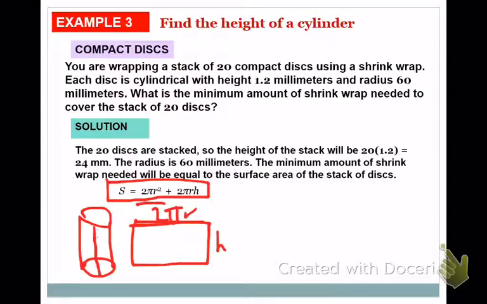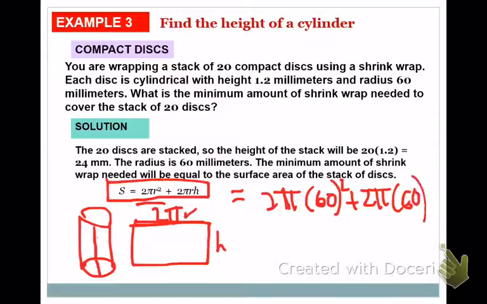So if we plug into that formula, we would have 2 pi, the radius is 60 squared, plus 2 pi, the radius is 60, and the height is 24. That should give us our answer. So plug in, calculate, and you should get your answer.